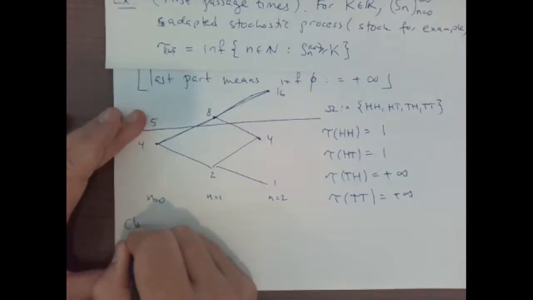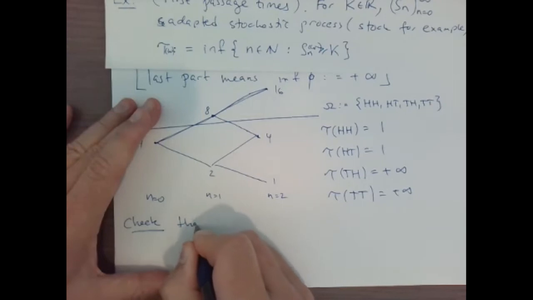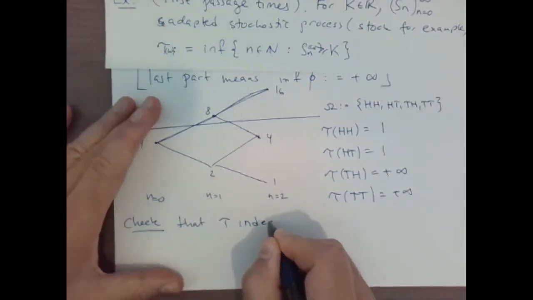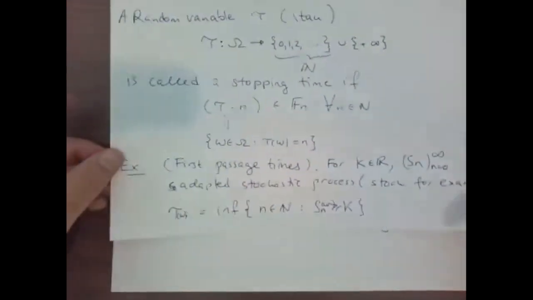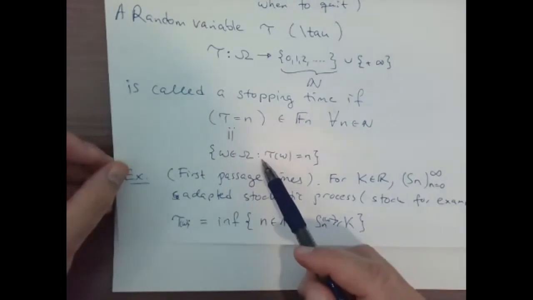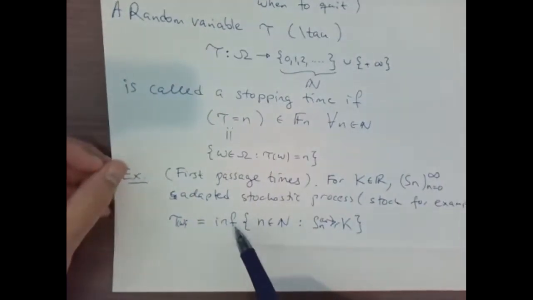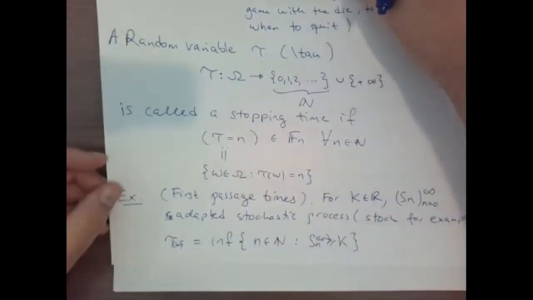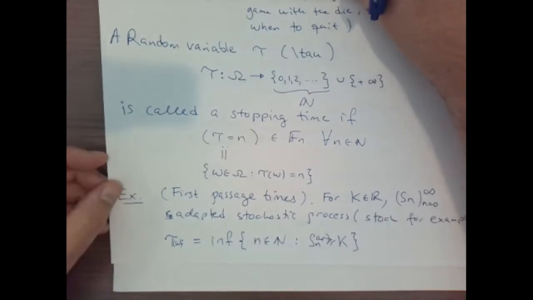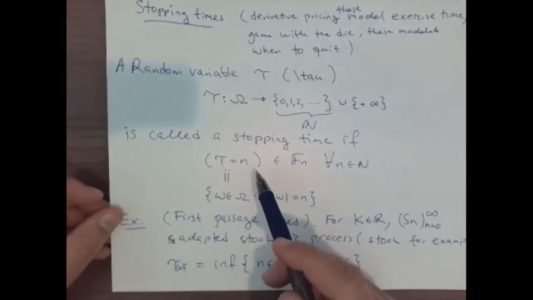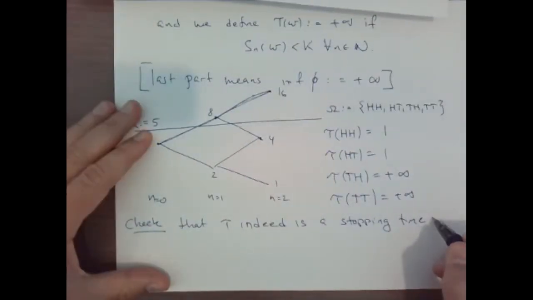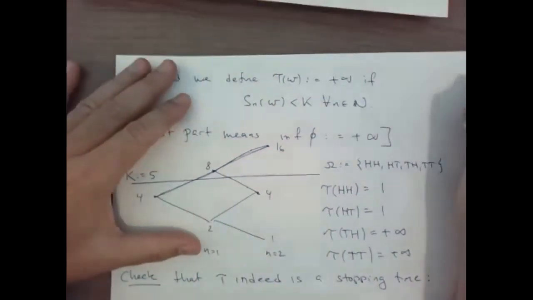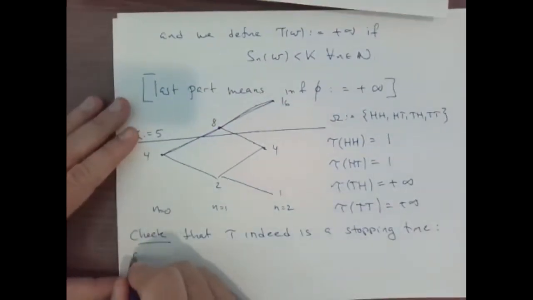So maybe we should just make sure that it really is a stopping time. Let's check that tau indeed is a stopping time. We ought to check that we have stuff like this. So maybe I do it in 2 steps. Let me do step 1.